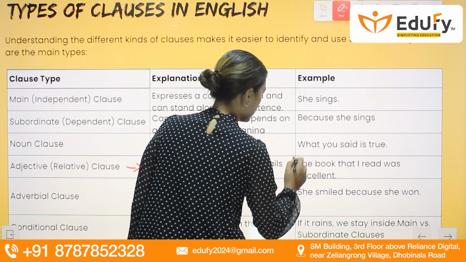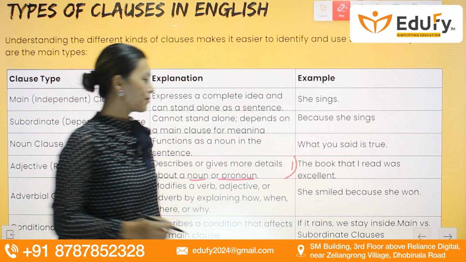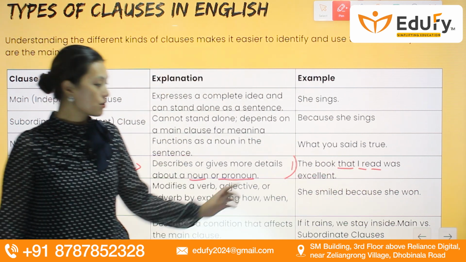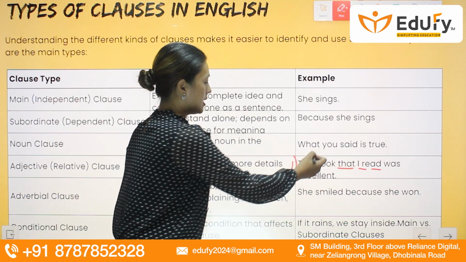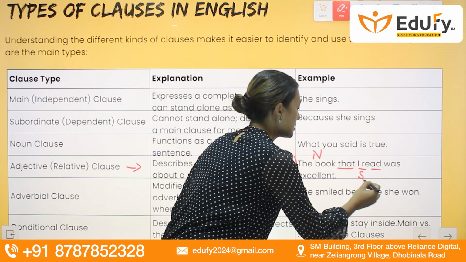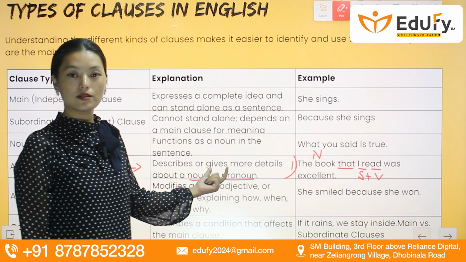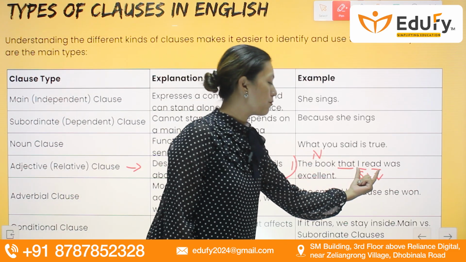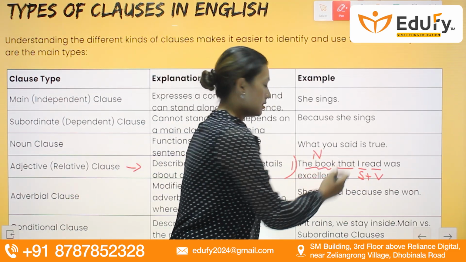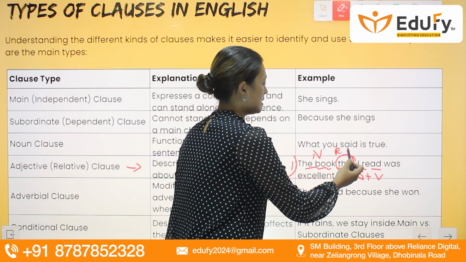Let's take a look at this example. The book that I read was excellent. So here I'm saying the book, which is the noun, is the one that I read. So we have the subject and the verb. This is the adjectival clause. Why? Because it performs as an adjective to describe or give you more information about what? The book. And here you see one word called relative pronoun.